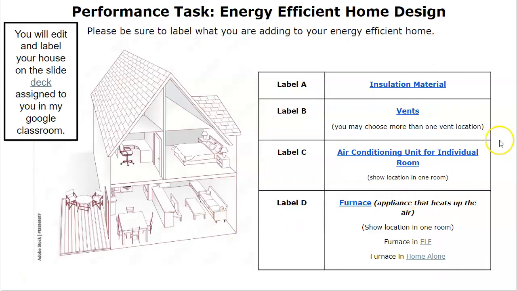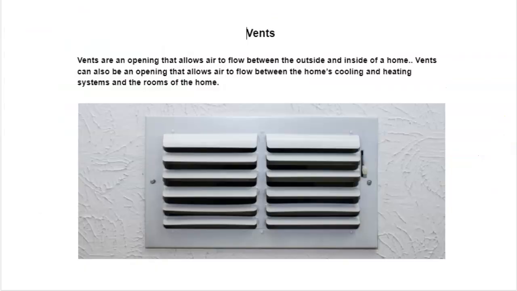The next material that you are going to label on your household are the vents. A lot of you have seen these in different homes and apartments, and they can allow a couple of things. They can allow airflow between the outside and the inside of the home, and they can also allow airflow into the home with cooling and heating systems.